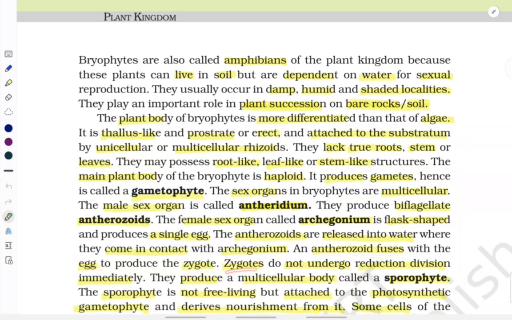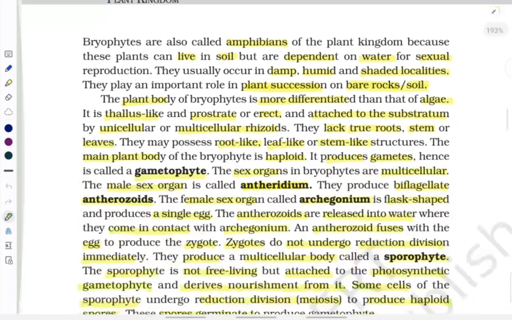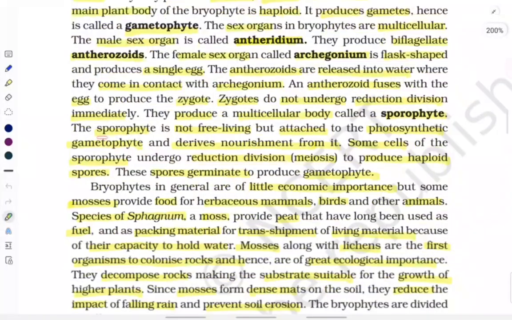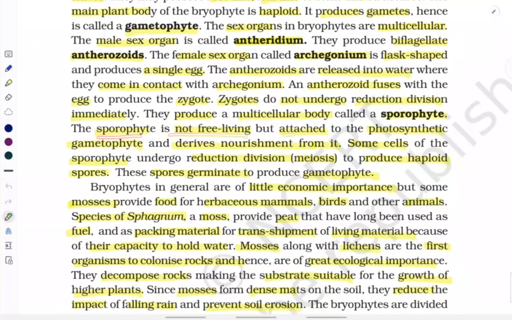The zygote does not undergo reduction division immediately and produces a multicellular body called the sporophyte. The sporophyte is not free living but attached to the photosynthetic gametophyte and derives nourishment from it. Some cells of the sporophyte undergo reduction division, which is meiosis, and produce haploid spores. The spores germinate to form the gametophyte.